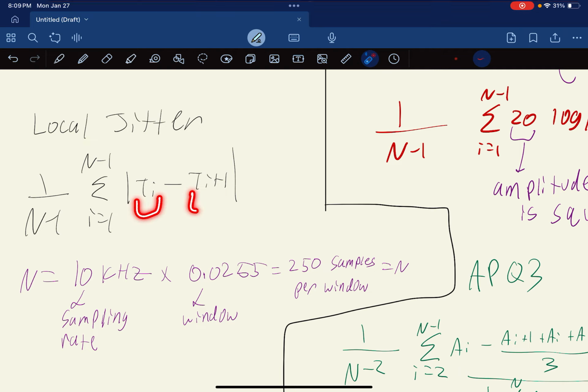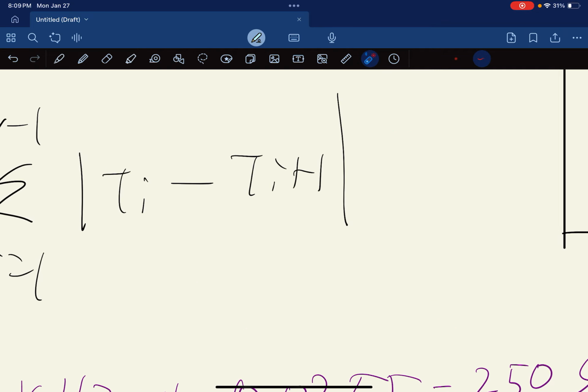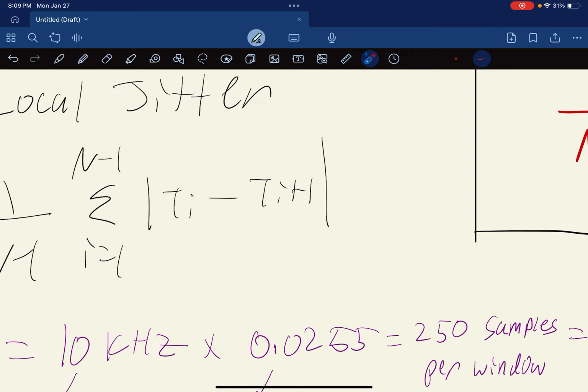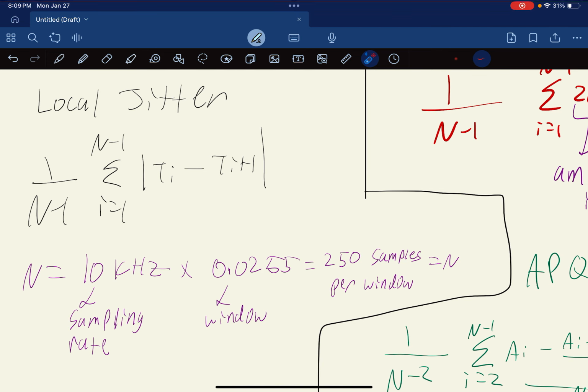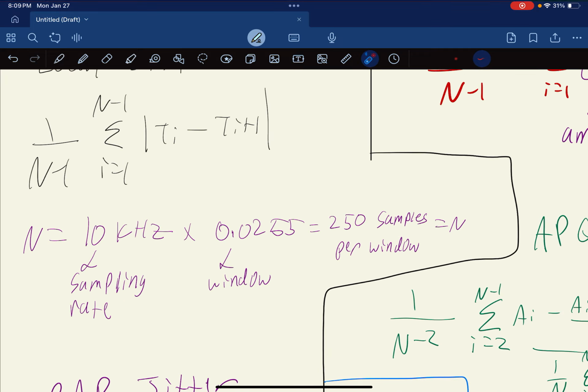So this T is the frequency at point i, right? And we're summing between i equals 1 and i equals N minus 1. Well, what is N? N is the number of samples per window. Let's say your sampling rate is 10 kilohertz. All that you do is multiply that by your desired window, and usually the window is about 0.025 seconds or so. That's what I tried to draw here.